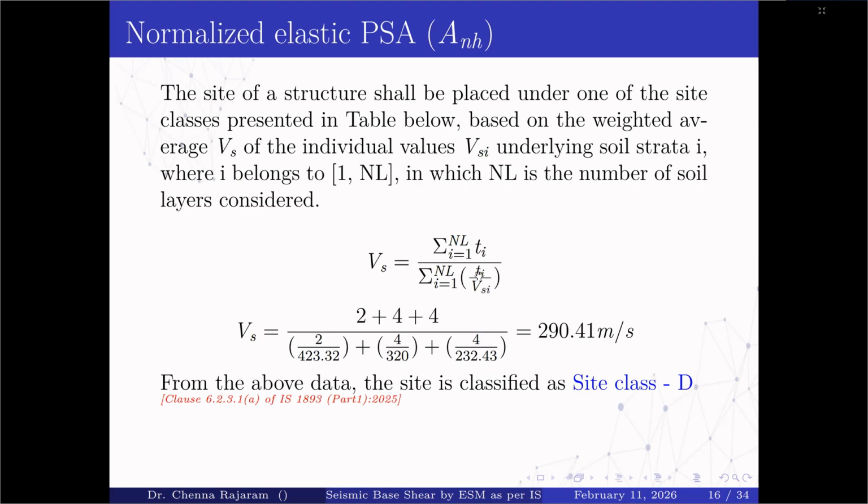Now you see the ratio thickness divided by the corresponding shear wave velocity. So 2 divided by 432.32 plus 4 divided by 320 plus 4 divided by 323.43 meter. By simplifying, we arrive at Vs equal to 290.41 meter per second. Now, as per the code, the shear wave velocity 290.41 meter per second comes under site class D.